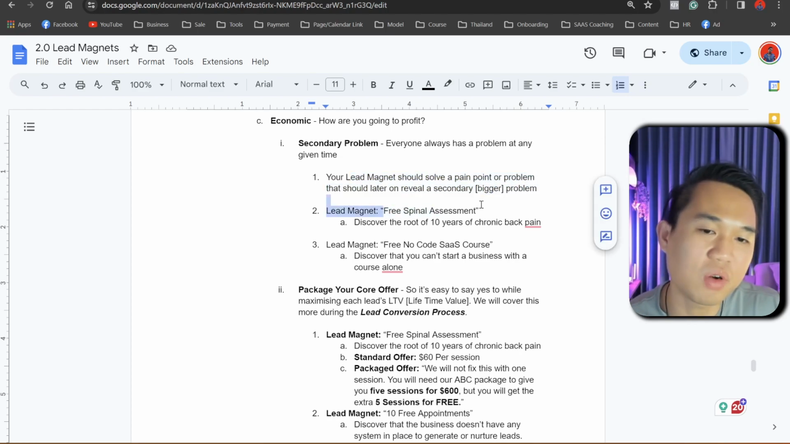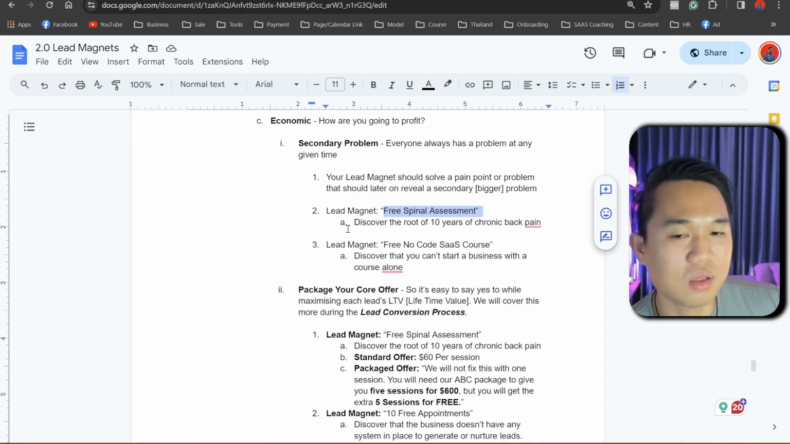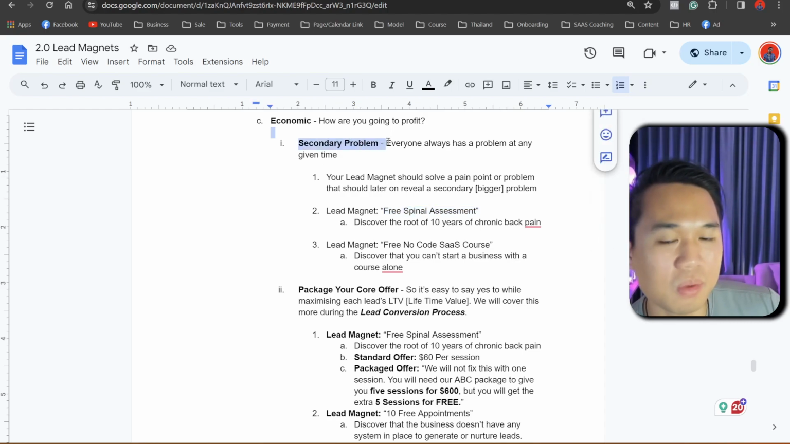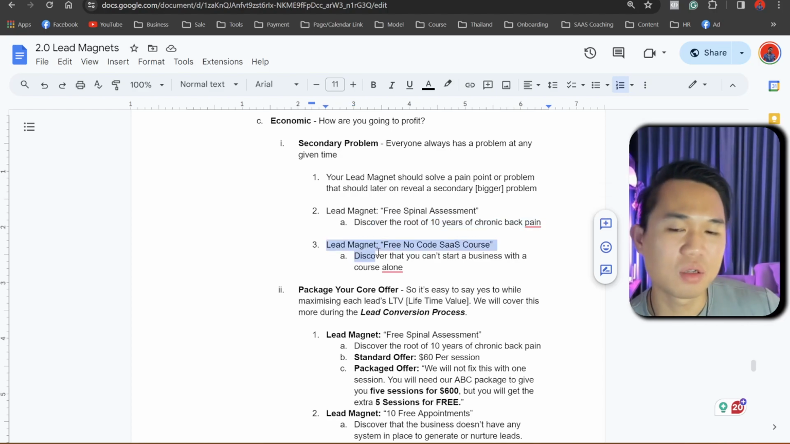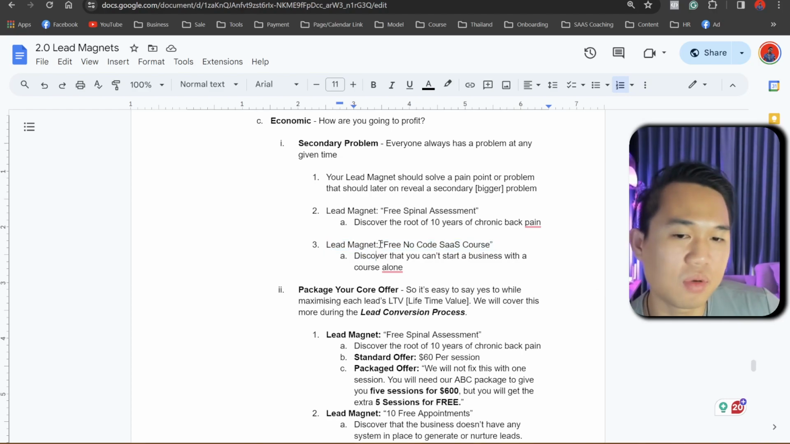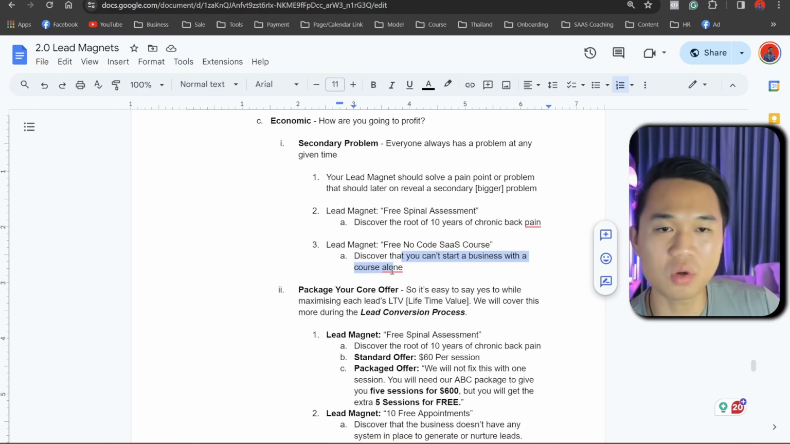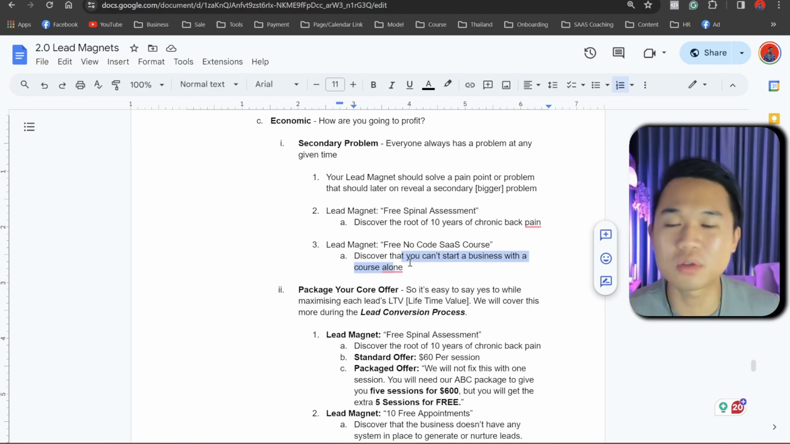For example, a free spinal assessment discovers a secondary problem: discover the root cause of 10 years of chronic back pain. So first, you need a lead magnet that discovers a secondary problem. Take a lead magnet of a free no-code SaaS course: discover that you can't start a business with a course alone. Exactly what this course is trying to tell.